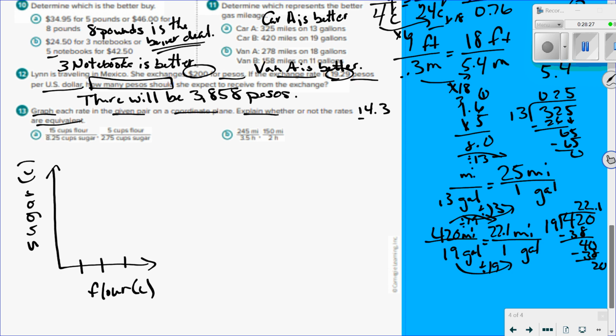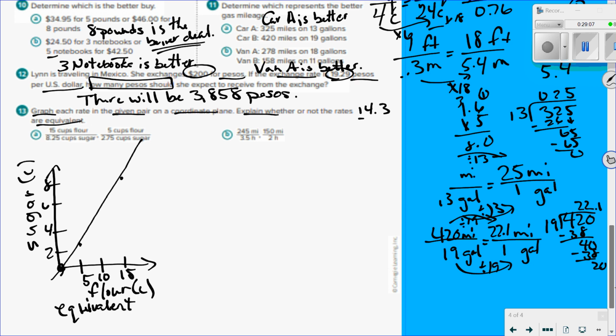I'm guessing I'm probably doing it by 5 for the flour. On the sugar, it looks more like 2s. 2, 4, 6, 8. So you're going to do the 2. So 15 cups, I've got 8.25. So I'm going to go just past the 8. On the 5 cups, it's 2.75. So it's going to be somewhere in here. You draw your line through here. Here is the key. If it goes through the origin, they are equivalent. If it doesn't, they are not equivalent.